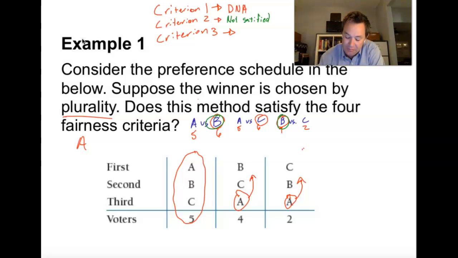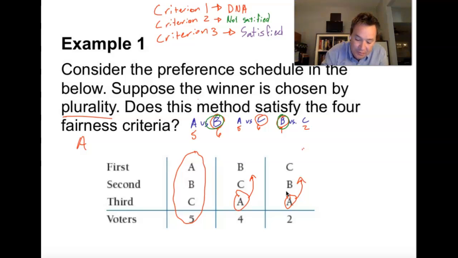So you can move A to the top in either of those rows, and all that's going to do is give A more first place votes, which is still going to get them the plurality win because they have at least 5 votes, and it's not going to change how many votes B or C gets. So A would still win the election in that case. So criterion 3 is satisfied.